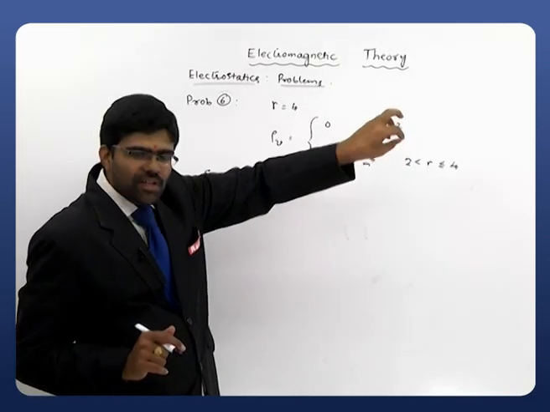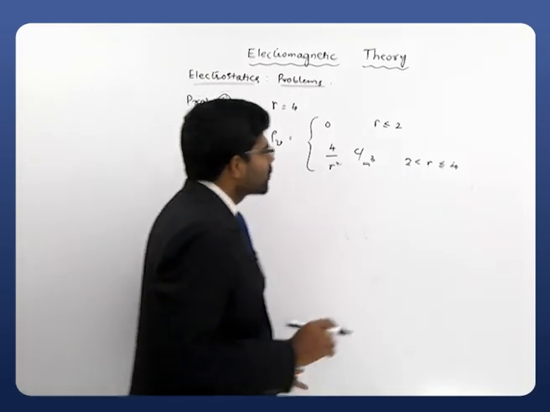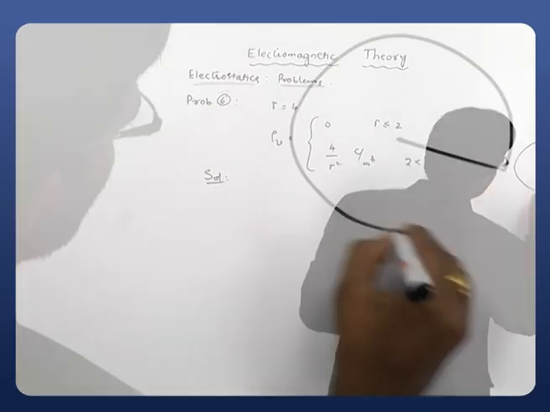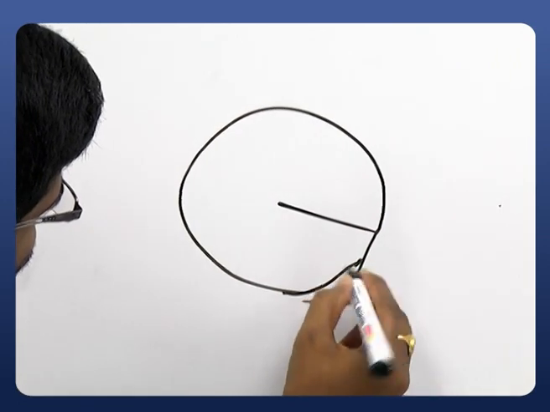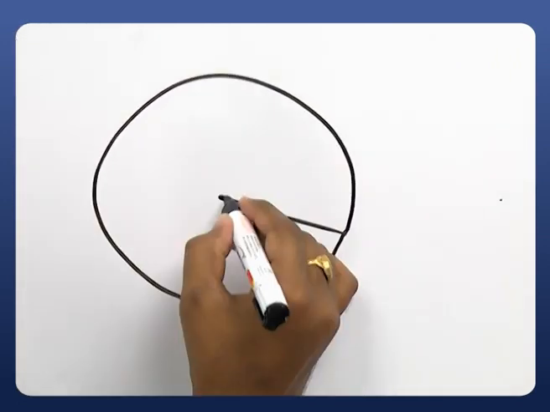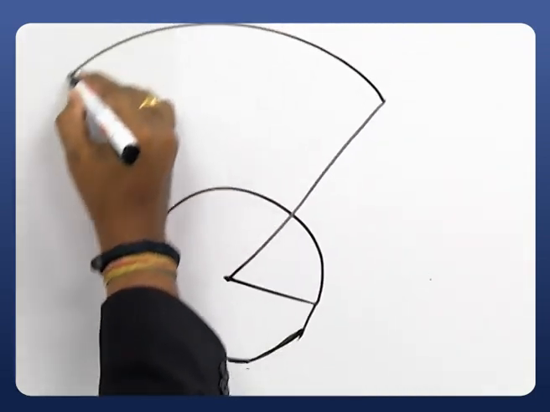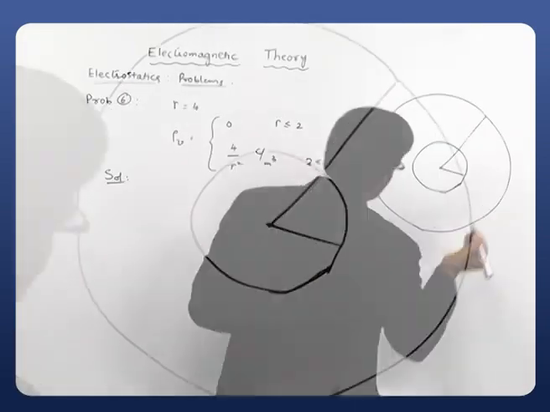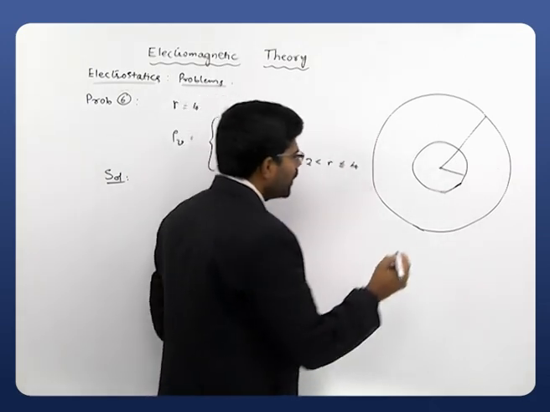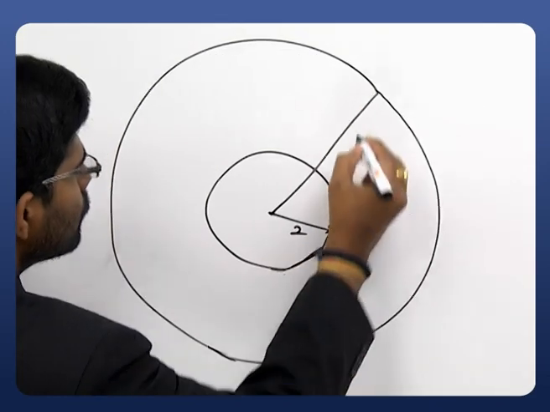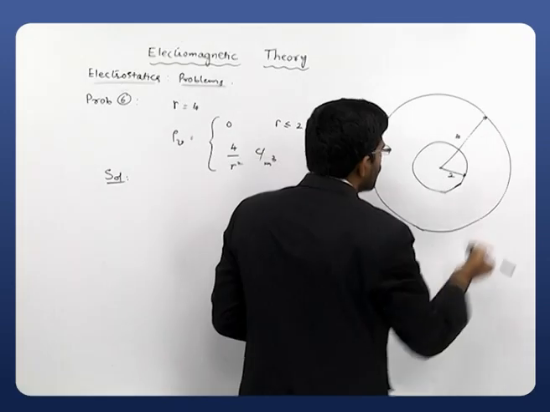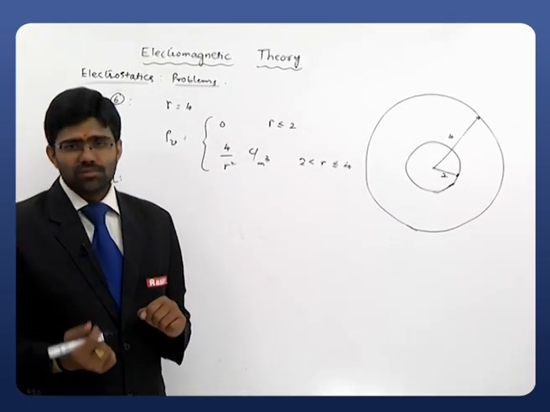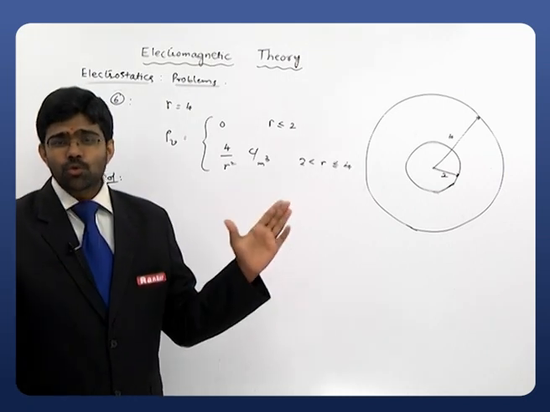So once again I will try to draw the sphere we have with R equals 2. Let us take this is the R equals 2 sphere. Let us take this is the R equals 4 sphere. Now here we are supposed to calculate the electric field intensity at R equals 5. That radius equals 5 we are supposed to take.